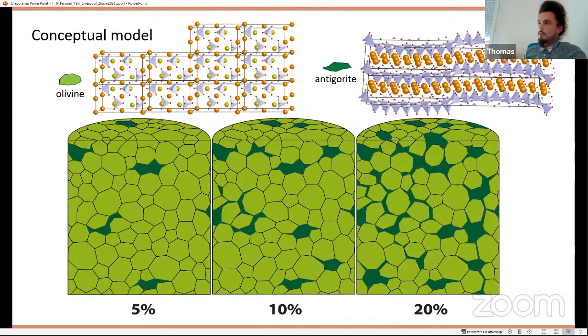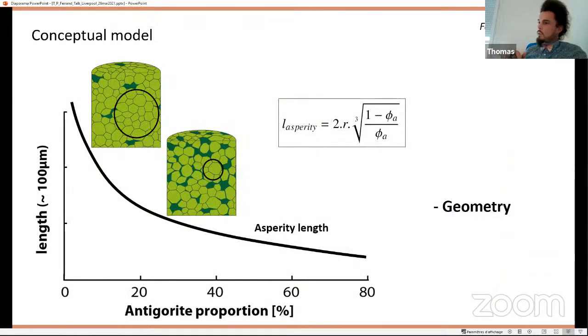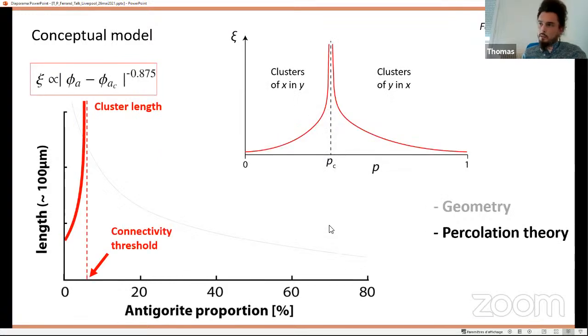So the conceptual model, as you will see here now: when you increase the Antigorite fraction, in dark green, you decrease the size of the Antigorite-free volumes, which I call the asperity size, and you increase the size of the Antigorite clusters, the cluster length. So if you plot a length as a function of the Antigorite fraction, this is the asperity length. This is the cluster length. This is the result from the percolation theory.